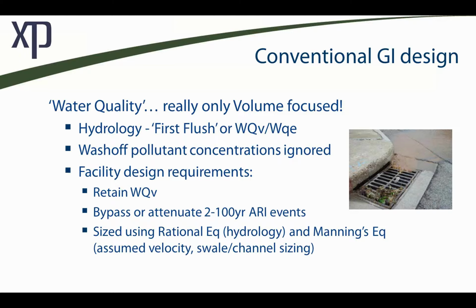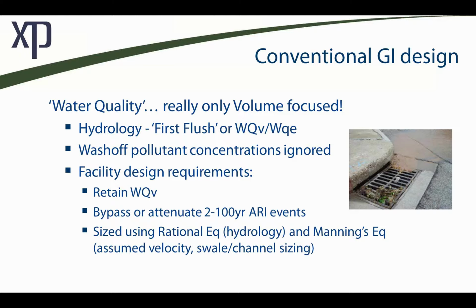Okay? So design tools, well, we can use the rational equation for hydrology. That is the most basic equation you could use. Same with the Manning's equation. So we can get our hydrology volumes, perhaps with the rational equation, size our channels or pipes or swales, assuming the velocity and a number of other things, with the Manning's equation. Okay, that is, in brief, the typically used conventional green infrastructure design process.